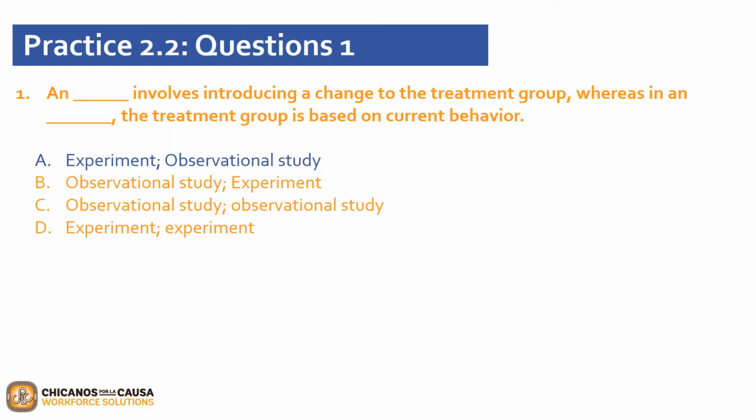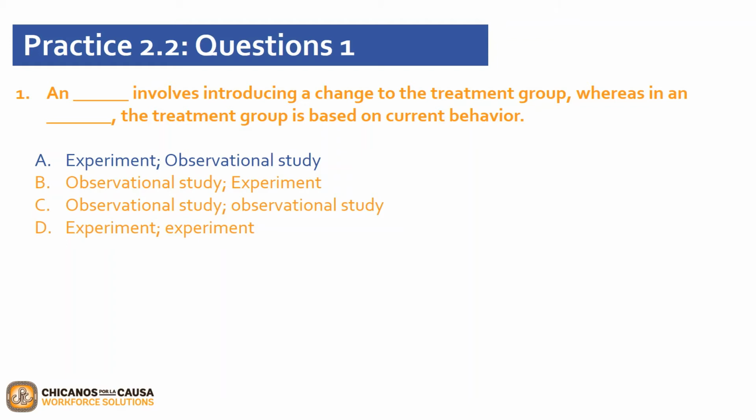So let's read back the sentence. An experiment involves introducing a change to the treatment group, whereas in an observational study, the treatment group is based on current behavior. This statement makes sense in accordance to what we have learned prior, where the treatment group, or the non-control group, is the one that actually experiences the experiment itself. Where if there is a treatment group that is just based on current behavior, that means just based on how it's currently operating, then it is something that's being observed, not changed.